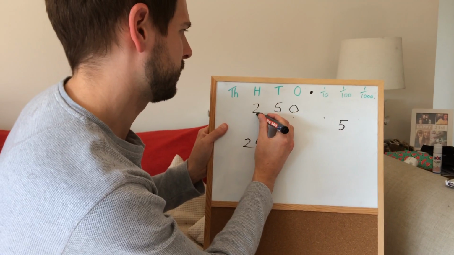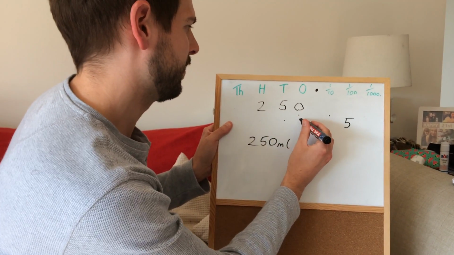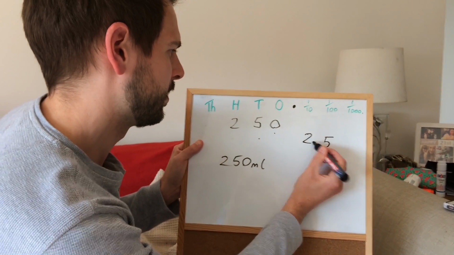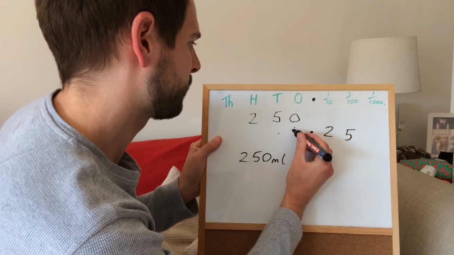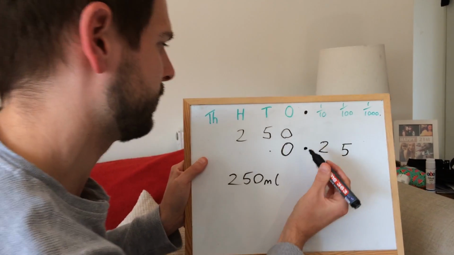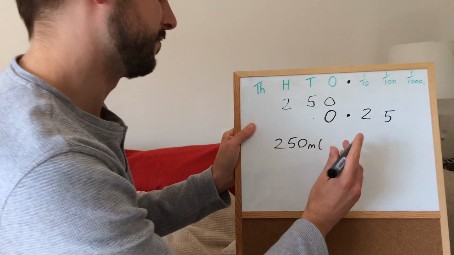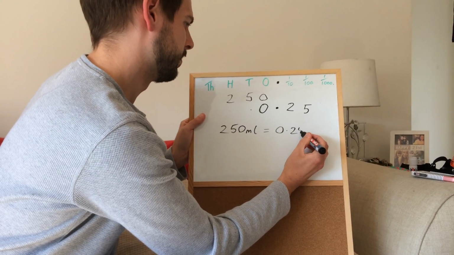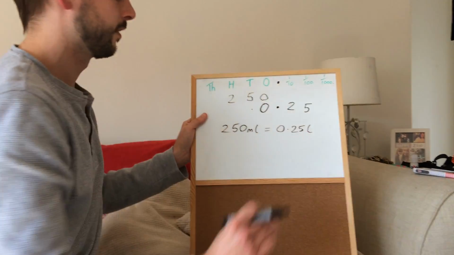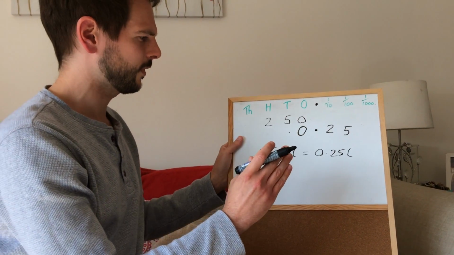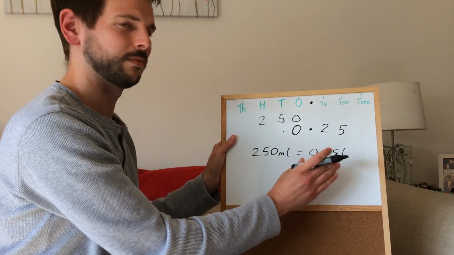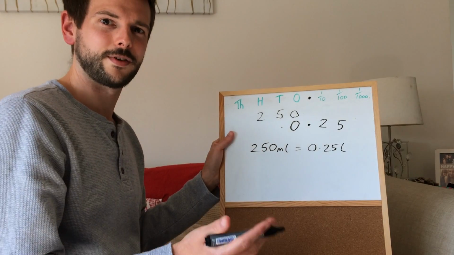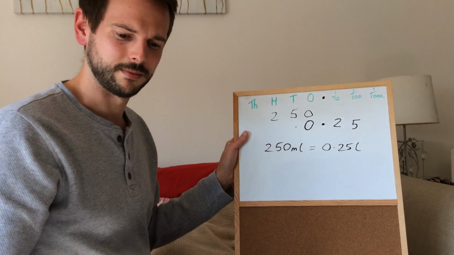I'm going to take my 2, and I'm going to move it into the tens column, then the ones column, and then finally pass the decimal point into the tenths column. Then I'm going to need to put my decimal point in, and a placeholder. So I know that 250 millilitres is the same as 0.25 litres. If I wanted to go the other way, I would have to times my litres by 1,000 in order to work out what they are in millilitres, because I know that for every litre there are 1,000 millilitres.